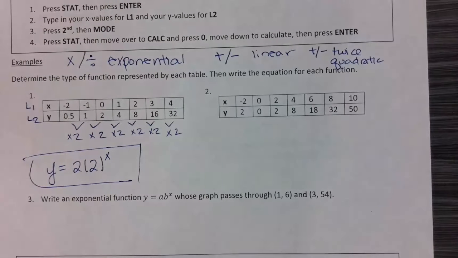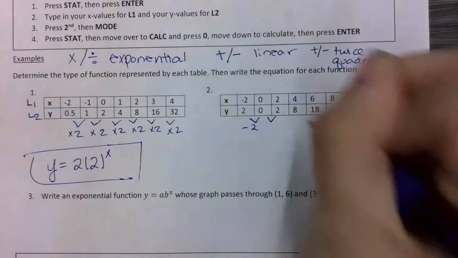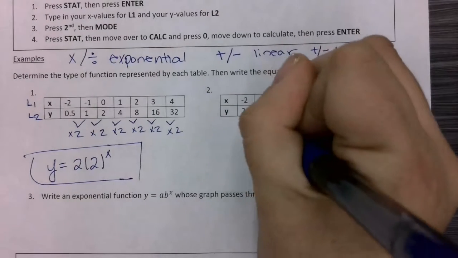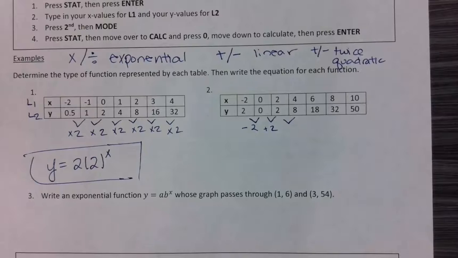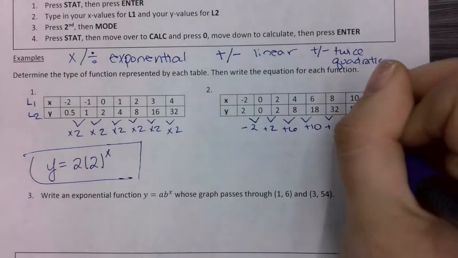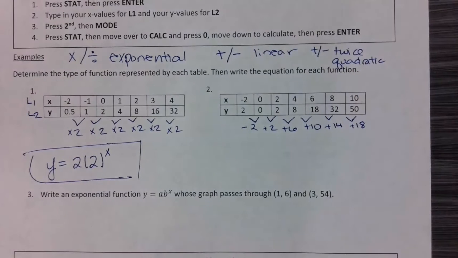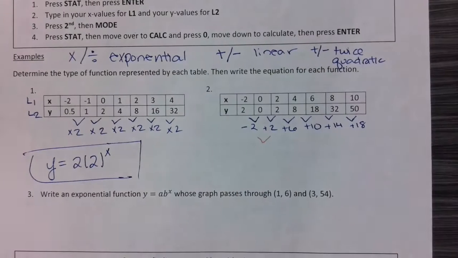Okay, so what's my pattern on number 2? Same thing but different. So how do I go from 2 to 2? This is obviously not multiplying. How do I go from 0 to 2? 2 to 8. 18 to 32. 32 to 50. Okay, are those all the same number? No. So I'm going to do it again. How do I go from -2 to +2?